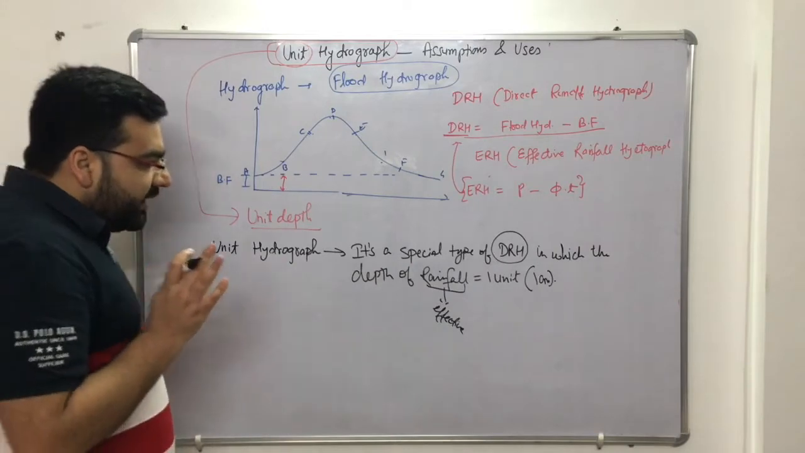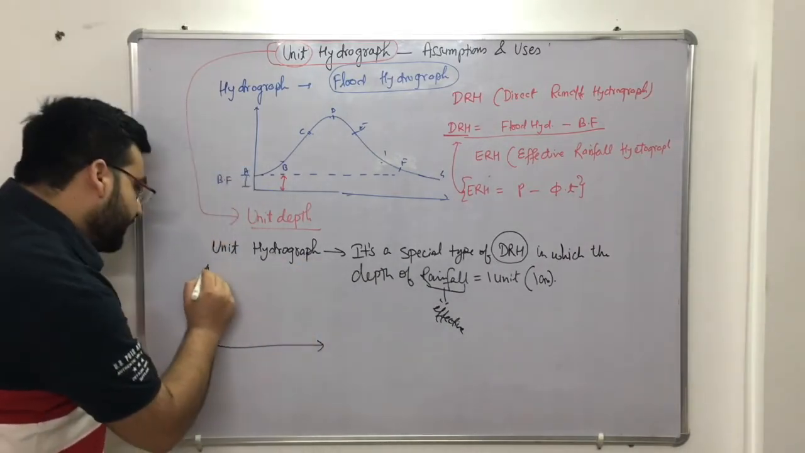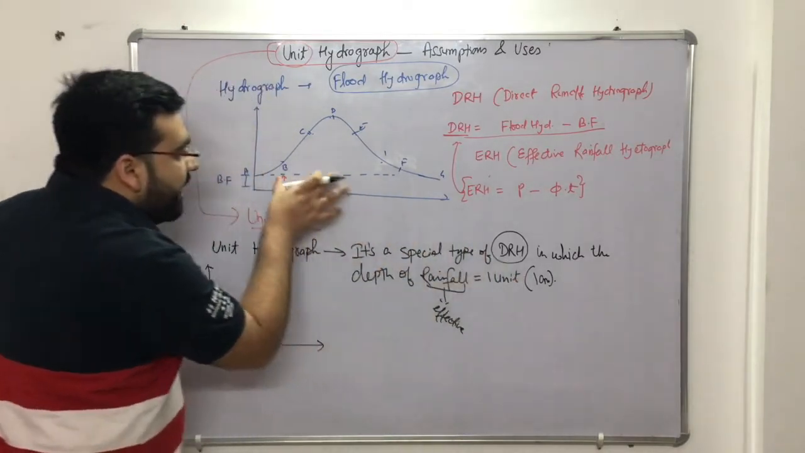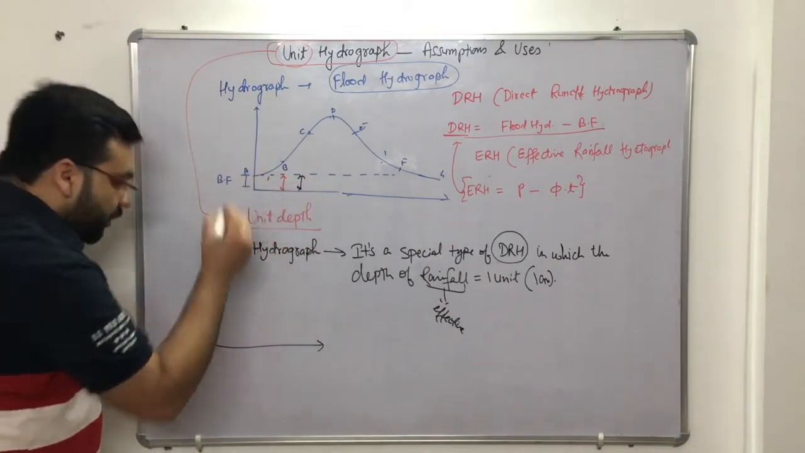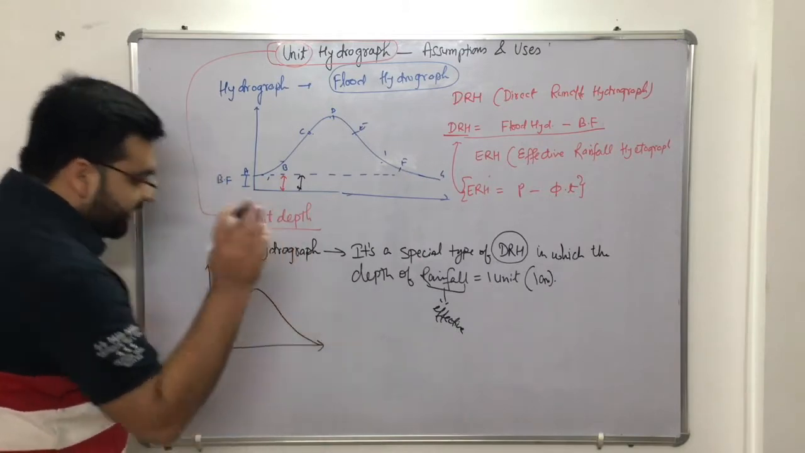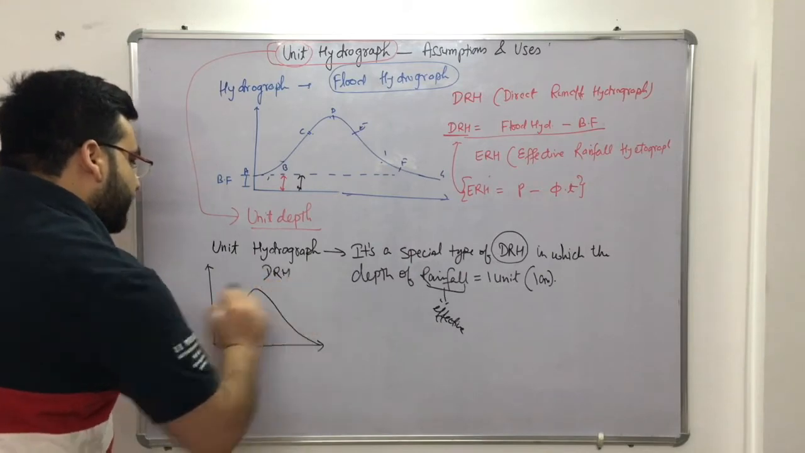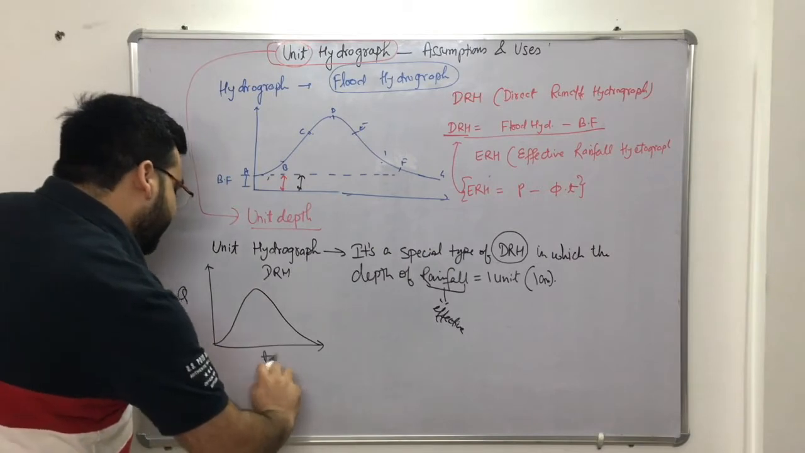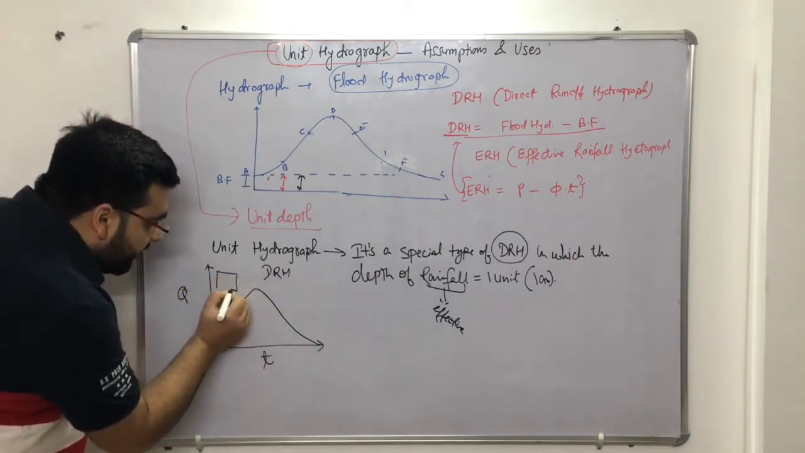Now, for example, this is the hydrograph, right? It is a direct runoff hydrograph. In direct runoff hydrograph, we subtract the base flow. So it will start from the origin actually, and go like this. This is a direct runoff hydrograph. This is your discharge, and this is your time. Clear?